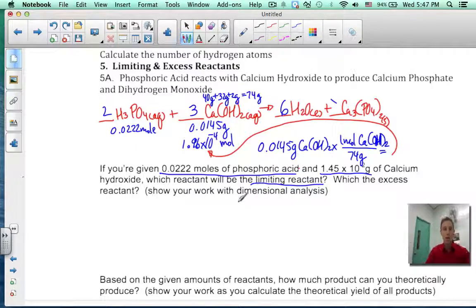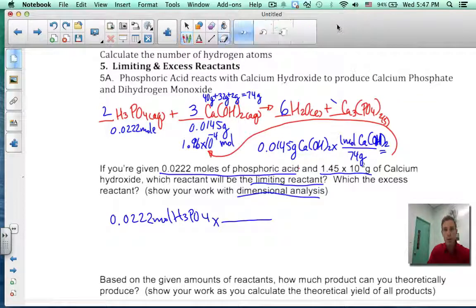We're going to show our work using dimensional analysis. So first we take the moles of the one reactant. So if we have 0.022 moles of phosphoric acid, if I have that amount of moles of phosphoric acid, I'll convert it into one of the products. I'm going to convert it into the calcium phosphate. So there's one, that's supposed to be a 1 there. Just going to erase that so you can see it a little bit clearer.